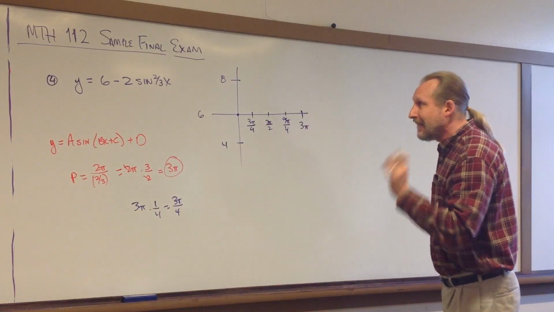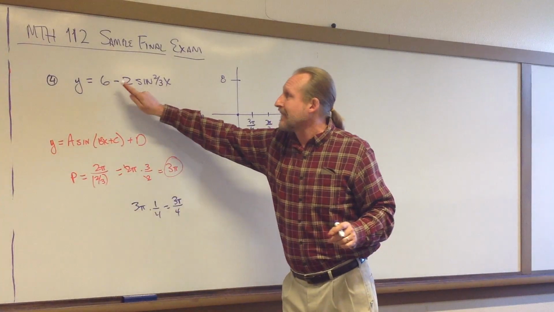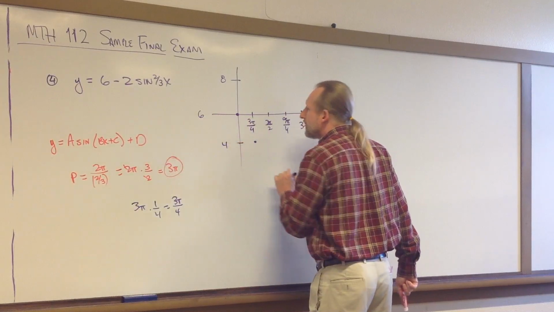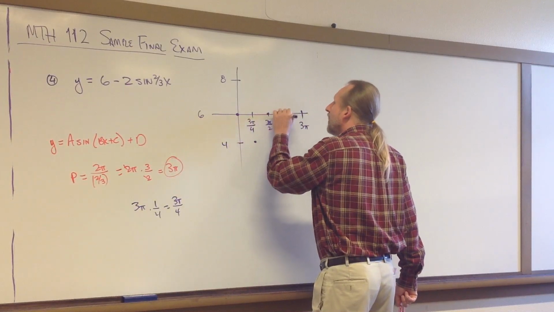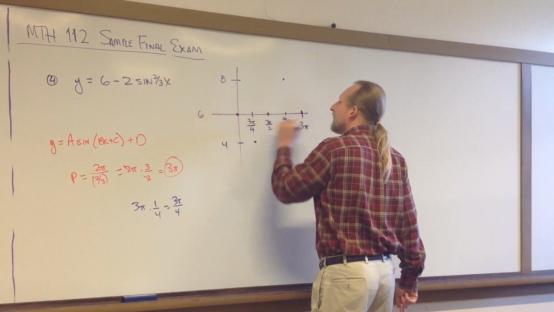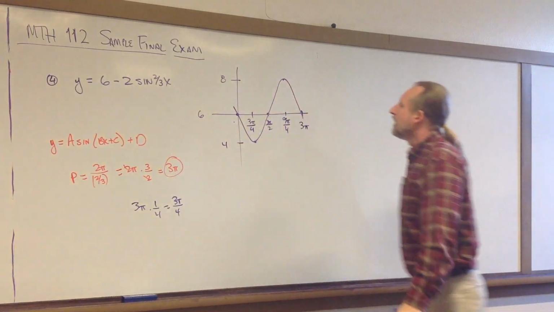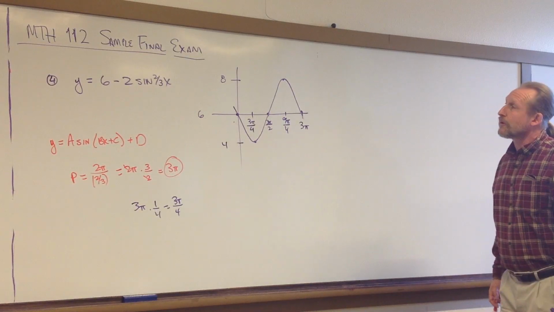Now the last thing here is that this is a negative cosine. So it's going to start at 0, but then it's going to go down to the minimum, back to 0, up to the maximum, and back to the midline value. And so there's our graph for number 4.